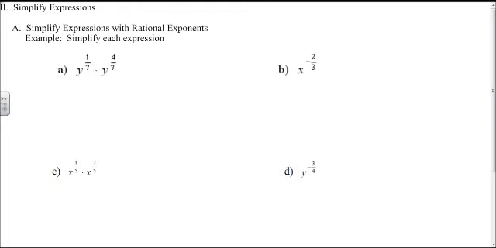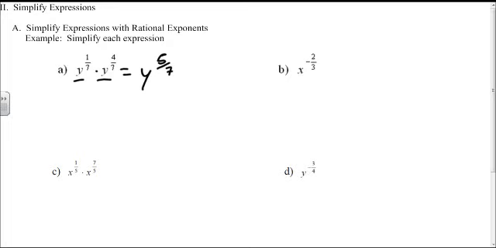Moving right along here, we are looking at simplifying some expressions with rational exponents. So in these cases, we have 2 different monomials being multiplied together with exponents. As we remember from our earlier lessons, when it's exponent times exponent with the same base, you add the exponents. So in this case, when we have y to the 1/7 times y to the 4/7, that's going to become y to the 5/7.